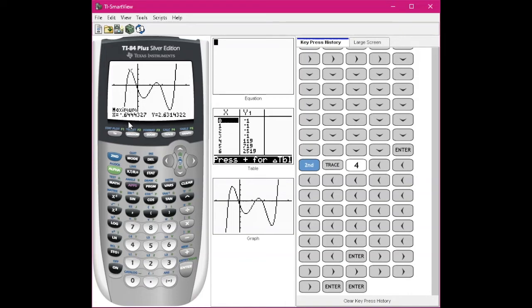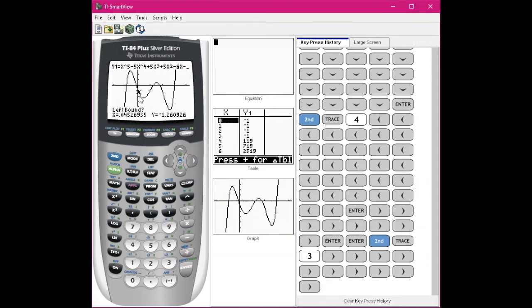Now I'm going to go through the same process and find the minimum here. I'm just working from left to right, so I'm going to go from that maximum that I just found to this minimum right here. So again, I'm going to press second and then trace or calc. Now I want to find a minimum, so that's number 3. And I want my cursor to be somewhere to the left of that minimum. You could technically not move it, but I'm going to move it over just a little bit so I can see it over here, just to the left of the minimum, and press enter.